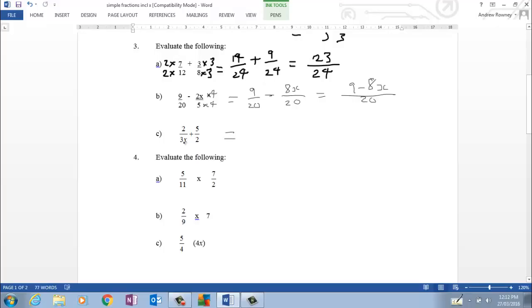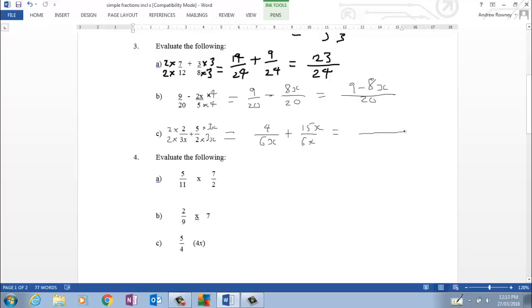Part C, we have 3x and 2 on the denominator. The lowest common multiple will be 6x. So we're going to times this by 2 on the bottom, times the top by 2. This one we'll times the bottom by 3x and the top by 3x. If we do that, we're going to get 6x on the bottom. So 6x on the bottom there, and up here 2 2s are 4. This one here is 6x, and up the top we have 15x.